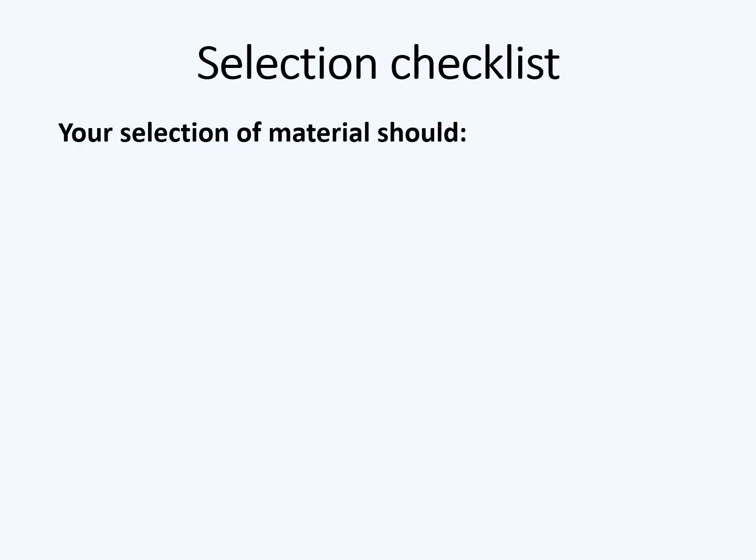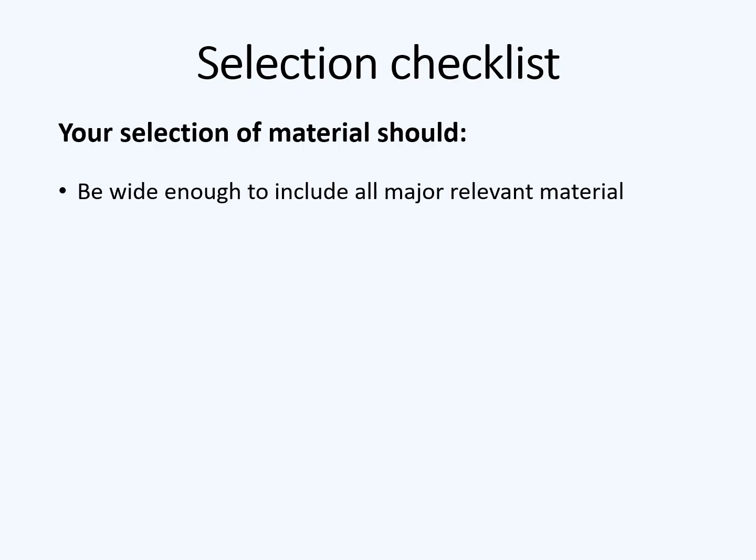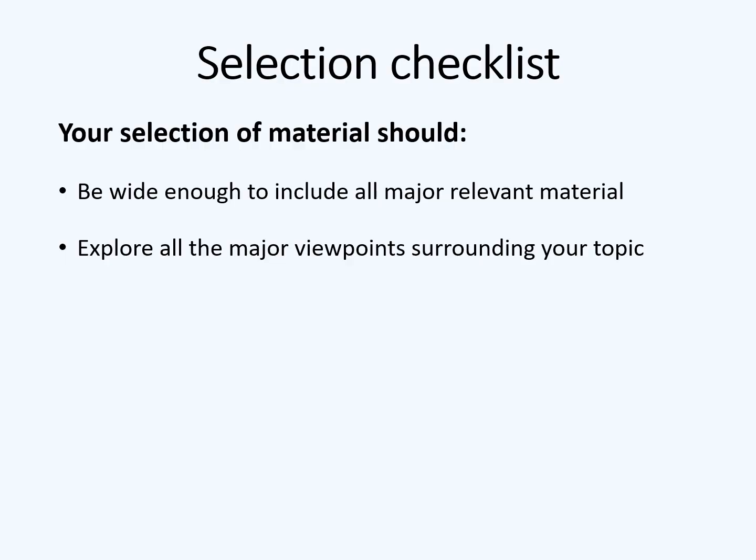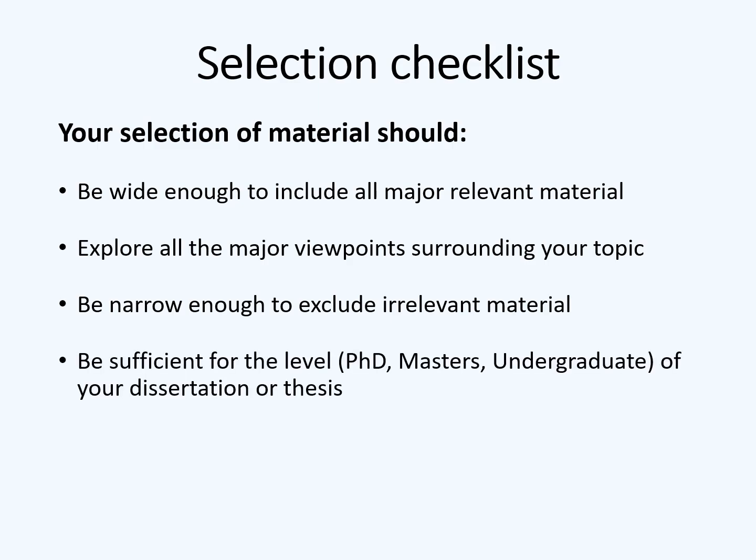Your selection of material should do the following. It should be wide enough to include all major relevant, interesting material, allowing you to explore all the major viewpoints surrounding your topic. At the same time, it should be narrow enough to exclude irrelevant material. Finally, it should be sufficient for the level of your dissertation or thesis, be it PhD, master's or undergraduate.